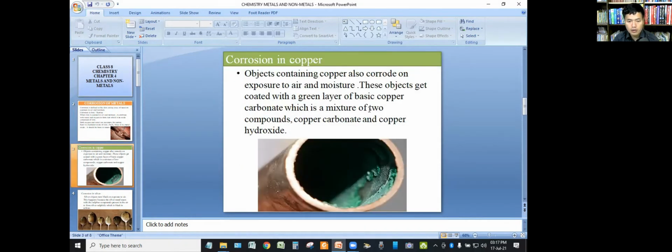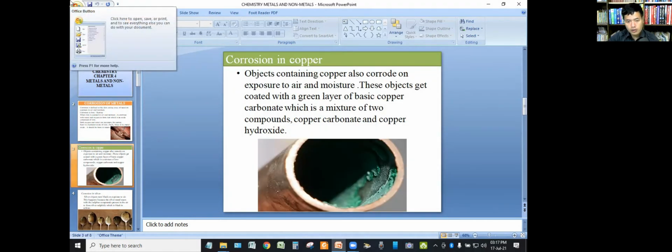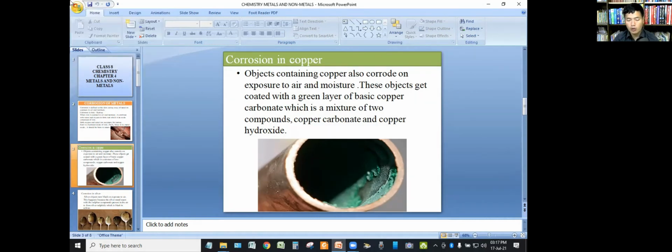Now let us see corrosion in copper. So corrosion happens in copper too. Objects containing copper also corrode on exposure to air and moisture. These objects get coated with a green layer of basic copper carbonate, which is a mixture of two compounds, copper carbonate and copper hydroxide. So copper, you might have seen copper wire, electric wire, when it is exposed to air and moisture.